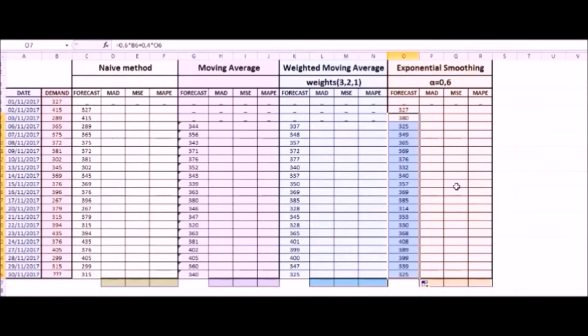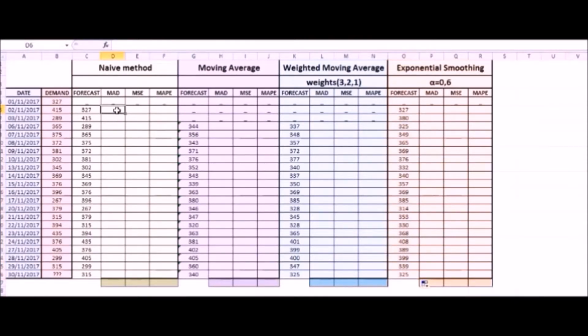Once our forecasts are done, we move to the next step, the measures of forecast error. We have many measurements of forecast error, such as forecast bias, mean absolute deviation, mean squared error, and the standard deviation. For the purpose of simplification, we will consider only these three measures.